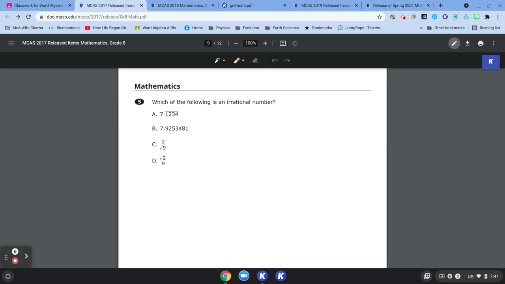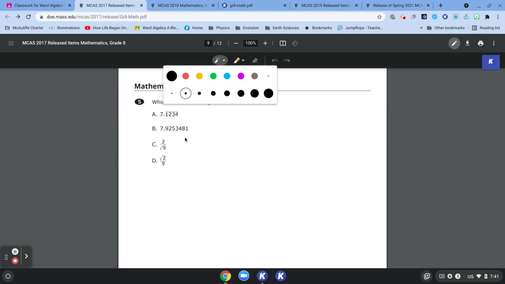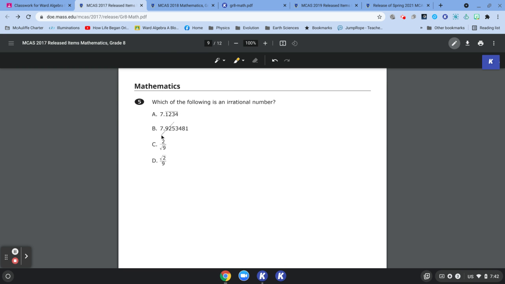But in the decimal form, rational numbers will have either an end, they will terminate, like B does here. So B is a rational number. So we would mark B as no. That is not irrational because it's rational.